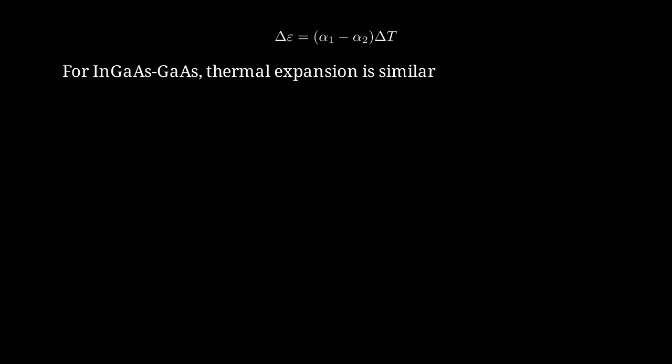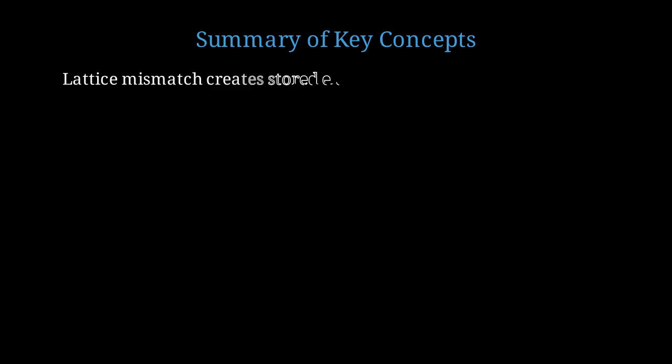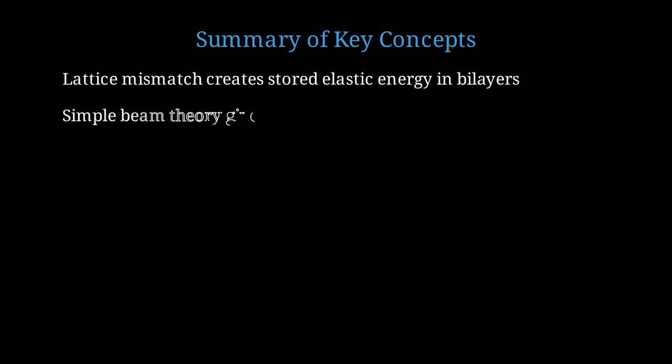Let me now summarize the key concepts we have covered in this tutorial on self-rolled semiconductor nanotubes. First, lattice mismatch between epitaxial layers creates stored elastic energy. This energy provides the driving force for spontaneous rolling when the bilayer is released from its substrate. Second, simple beam bending theory provides quick order-of-magnitude estimates of the tube radius. The key result is that radius scales as layer thickness divided by mismatch strain.